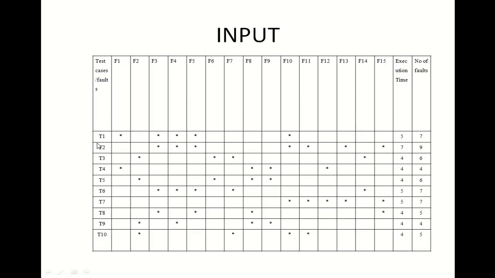For example, we have a total of 10 test cases and a total of 15 faults. Each test case has an execution time, and each test case can cover some faults. This asterisk is marked against those faults which can be covered by the test case. Now our aim is to select a subset of the test cases from this set such that the subset can cover all the 15 faults.